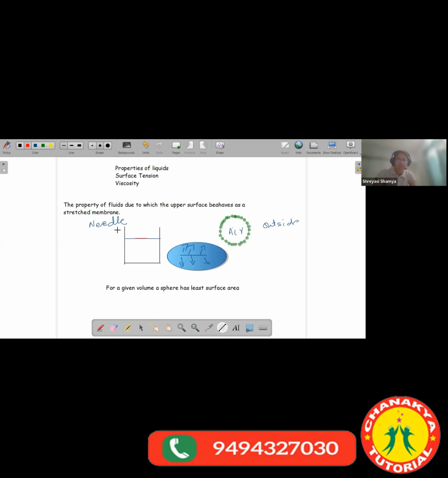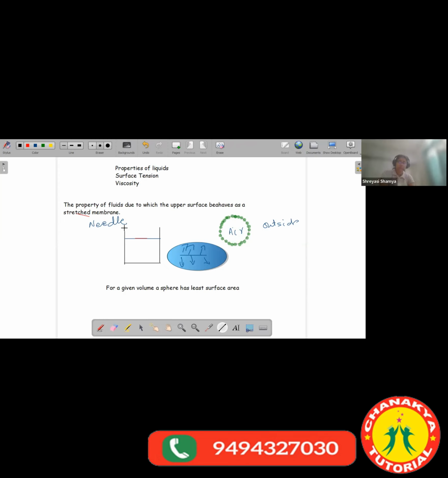Sir, is it because of this property that boats float on water? No, boats float on water because of density. Okay, sir, that is density. Here we are just talking of surface tension.